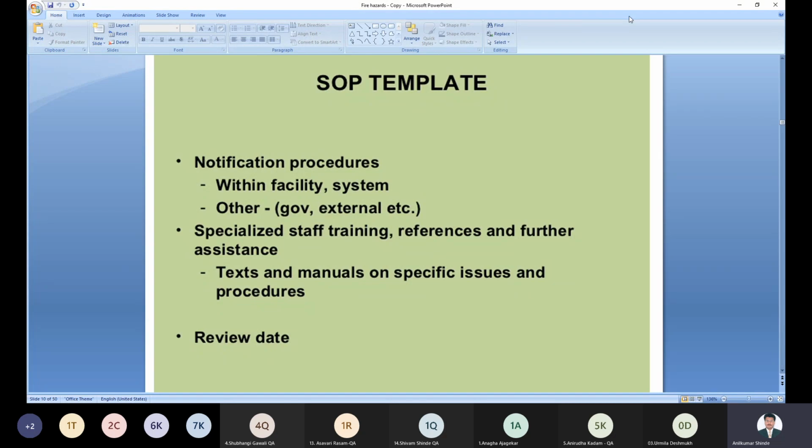The references and further assistance are very important: the texts and manuals on specific issues and procedures. So the procedure should be maintained, and every activity should have a proper procedure to avoid a problem. Then the review date after preparing the different SOPs. This SOP can be reviewed in a yearly review or maybe a two-yearly review. And whatever improvements there are in the SOP, we can make them. That is called reviewing date.